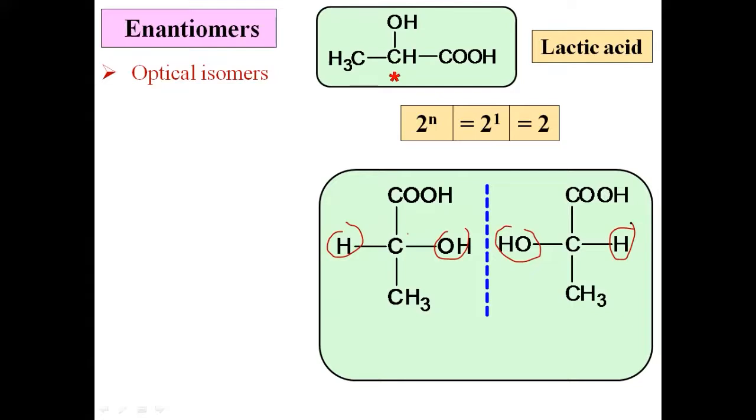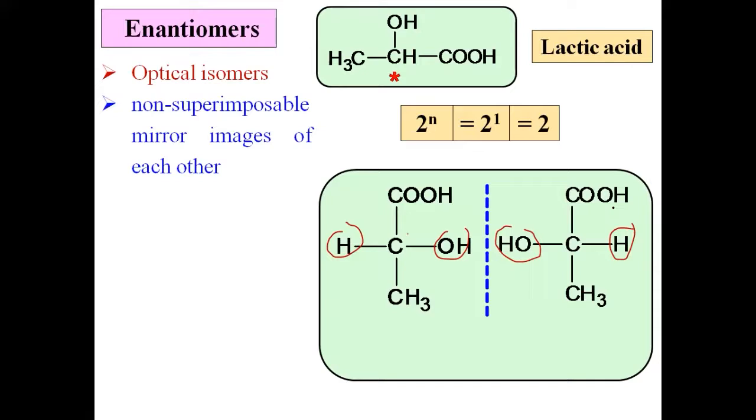The two isomers are mirror images of each other. ते एकमेकाची आरशामधील प्रतिमा आहेत, but they do not match with each other. आपण जर एकाला उचलून दुसऱ्यावरती मॅच करायचा प्रयत्न केला, they do not match with each other. This is called, they are non-superimposable mirror images of each other. Okay, this is the second property.